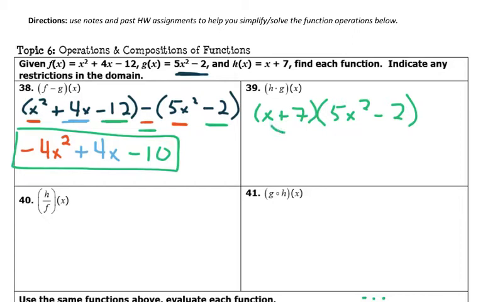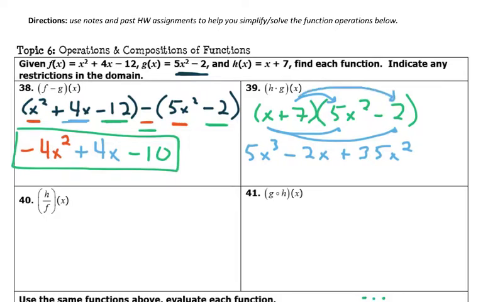First, let me do a different color here. X times 5x squared gives us 5x cubed. Outer, x times negative 2 gives us negative 2x. Inner, 7 times 5x squared is plus 35x squared. And then finally, 7 times negative 2 gives us negative 14.